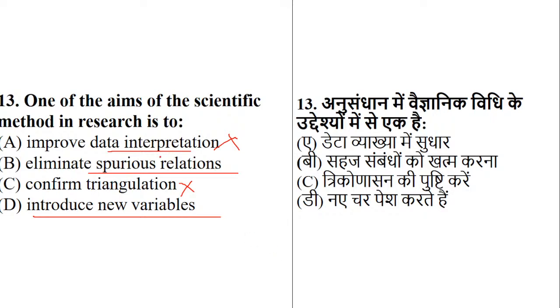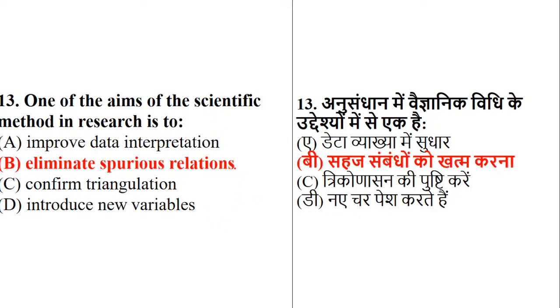So basically the scientific method is used to eliminate, meaning to remove, the fake relationship in research, because a fake or false relation is unethical. So the right answer is eliminating spurious relation. Something which is false or fake will not be accepted, because it is unethical, and we definitely ensure that ethics is followed in research also. Is it clear? I don't know why everyone said A.